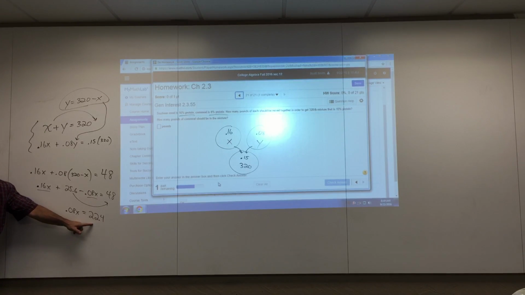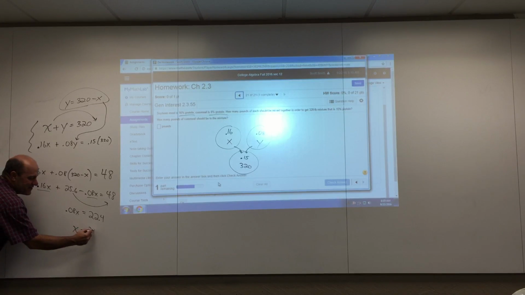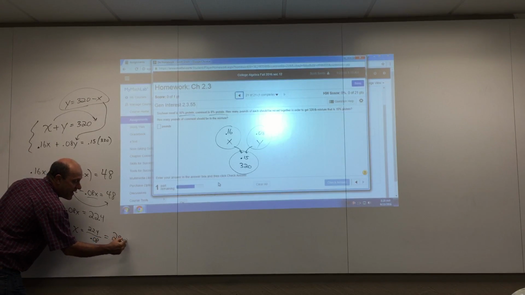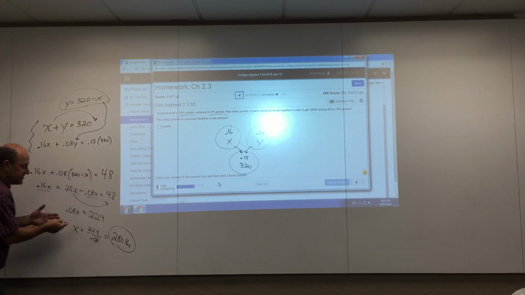The brain is quicker than the calculator. But now the brain is slower than the calculator. Please help me divide. 0.08x is 22.4, so x is 22.4 divided by 0.08. The brain is slower than the calculator in this case. And the answer is 280. Good. Thank you very much. 280 pounds of the X stuff.